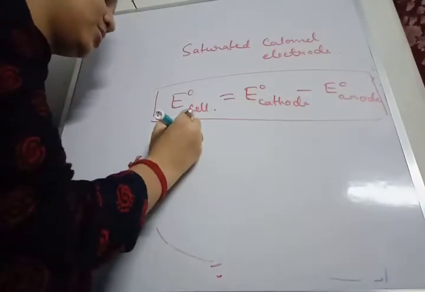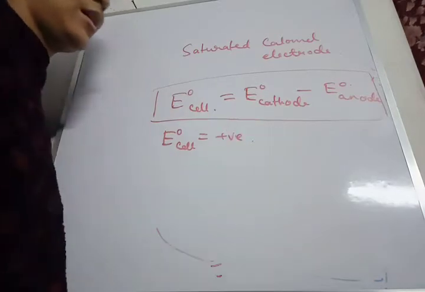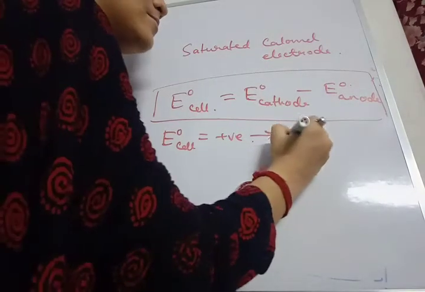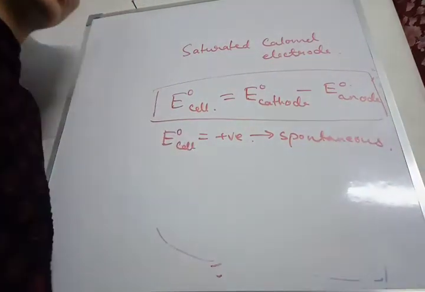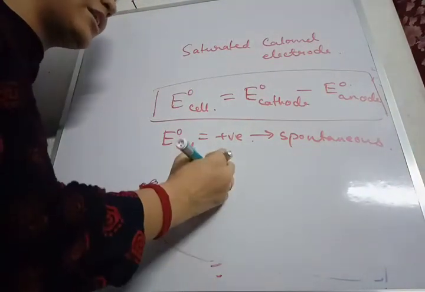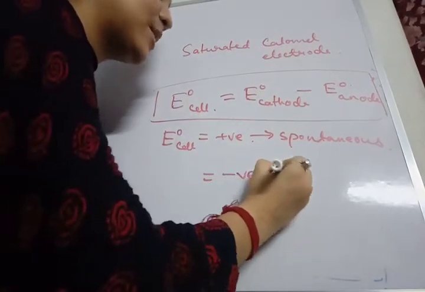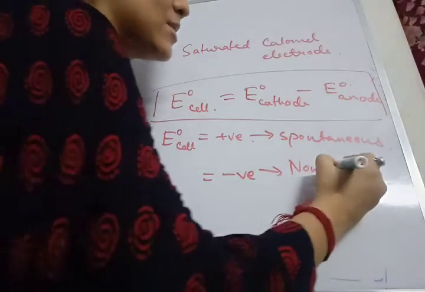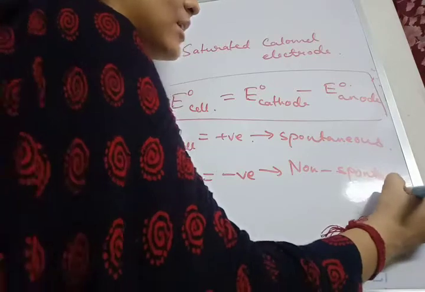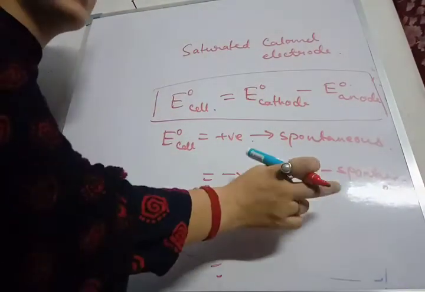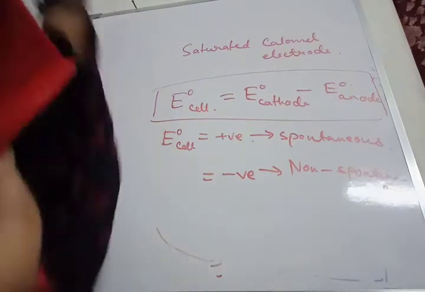Now what is the indication of the sign of E0 cell? If E0 cell is positive, my reaction is spontaneous. Spontaneous means your chemical energy will be getting converted to electrical energy, that is, current will be generated. But if this E0 cell is negative, it will be non-spontaneous. Non-spontaneous means your chemical energy will not be getting converted to electrical energy. That is the meaning of a non-spontaneous reaction. So these are the indications of the significance of the signs of E0 of a cell.